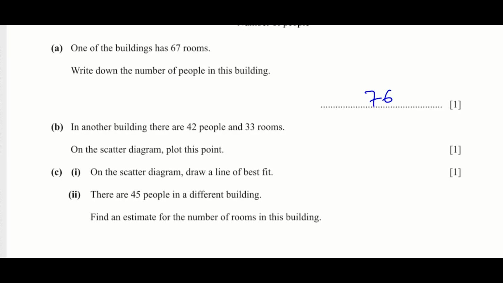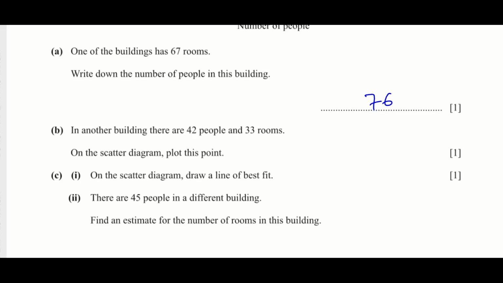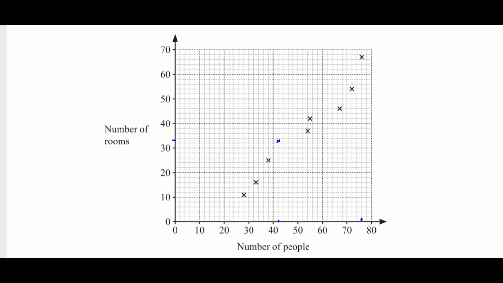In part C, on the scatter diagram, draw a line of best fit. The line of best fit will be the one that has almost an equal number of points above and below it. So let's take this. If we take this one like this, let's take these two.